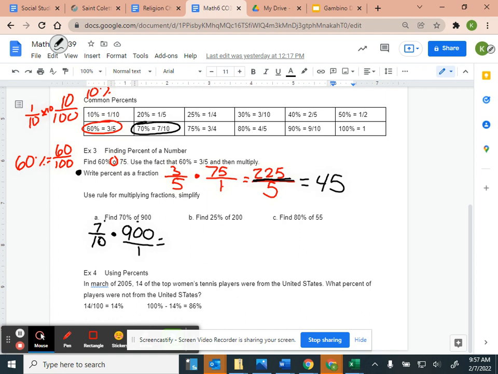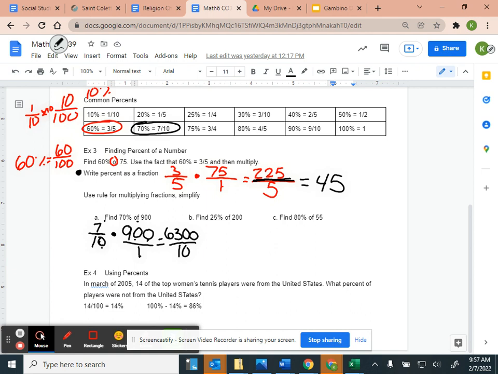So what is 7 times 900? 630. It's bigger than that. My calculator messed up. I see 2 zeros here. Peyton, 2 zeros here. So I have to have 2 zeros in my answer. So 6,300. What is my denominator? 1. 10 times 1 is 10.